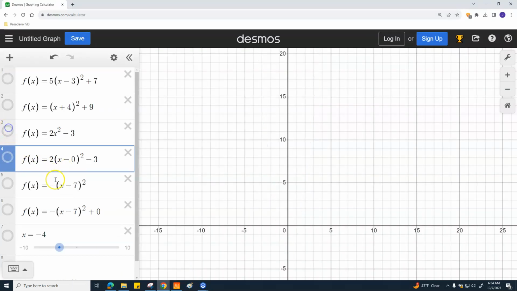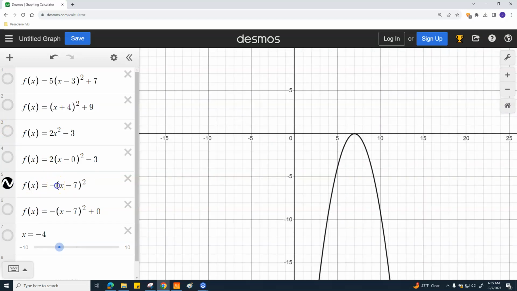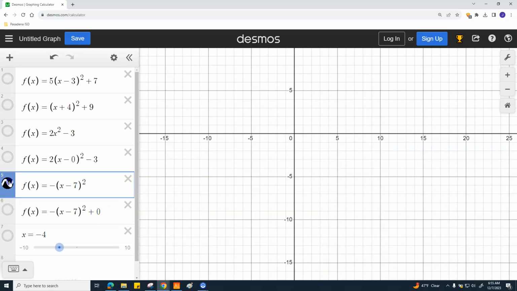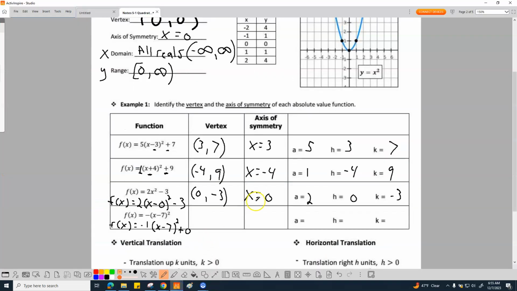So far, we've seen them going up and down, but check this out. Boom. You see that negative right there? That negative makes this whole thing flip upside down. And you can see, let me get that one. They're the same. They're the same. So even though that +0 seems silly, it's just there to help you understand the information and knowing how it works. So let's go ahead and fill this out.